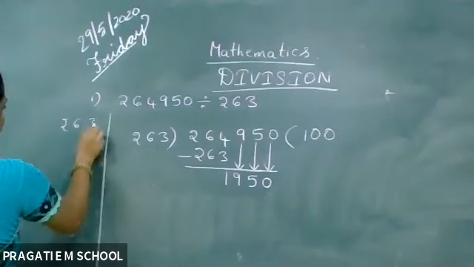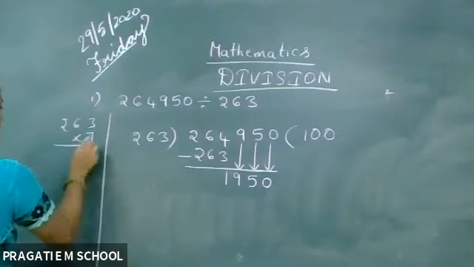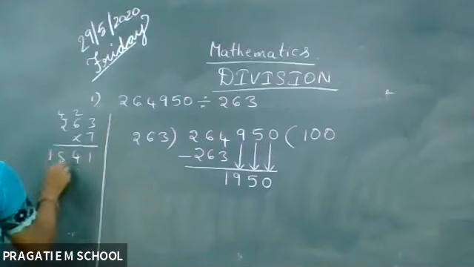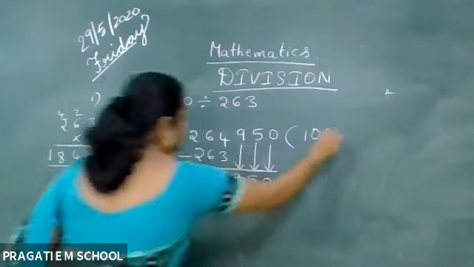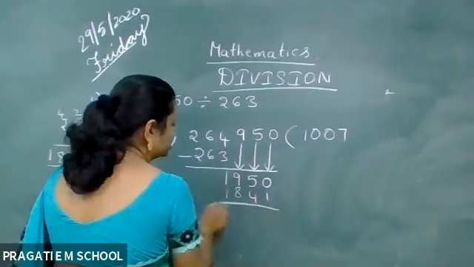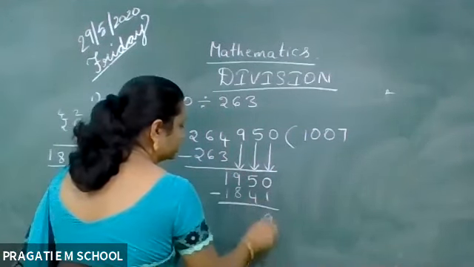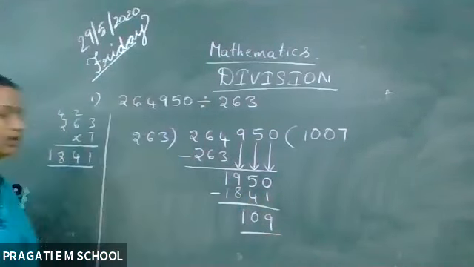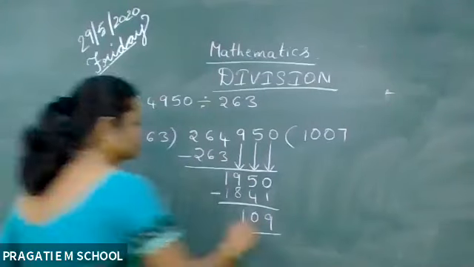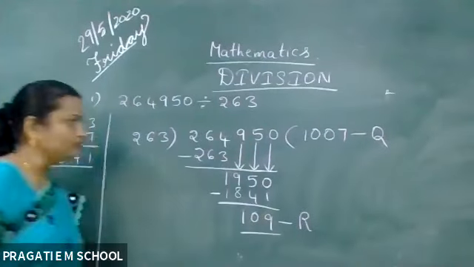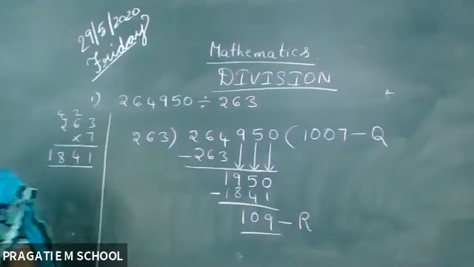When we are checking with 263 times 7: 7 3s are 21, 7 6s are 42 plus 2, 44, 7 2s are 14 plus 4, 18. So we are going with 1841. What is the remainder you get? 10 minus 1, 9; 4 minus 4, 0; 9 minus 8, 1. So 109 is the remainder. This is the remainder and this is the quotient. Copy, children, everyone.